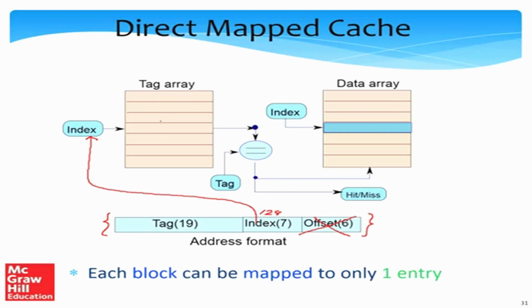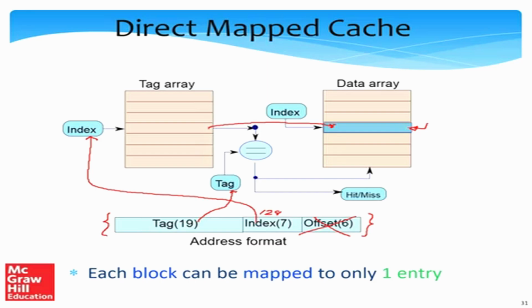We compute an index. With that index, we access the tag array and read the tag that is stored, and we compare that with the tag part of the address. If the comparison results in an equality, it's a hit, otherwise it's a miss. If it's a hit, then with the same value of the index, there's a one-to-one mapping here again, we have located the block inside the data array that we need to either read or write to.